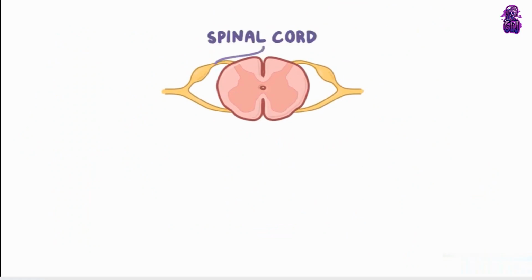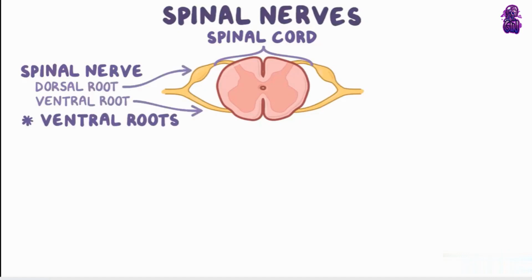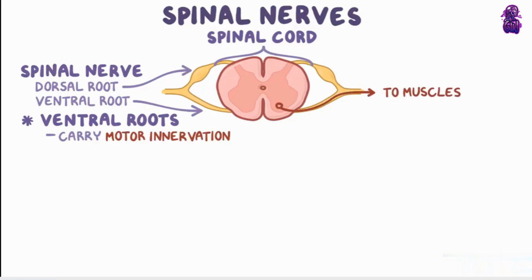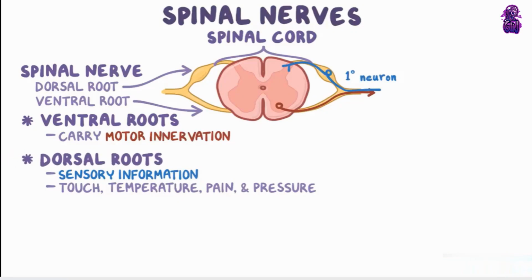The peripheral nerves originating from the spinal cord are called spinal nerves. Each nerve is formed by a dorsal and a ventral root. Ventral roots contain neurons that carry motor innervation from the spinal cord to the muscles. Sensory information, like touch, temperature, pain, and pressure from the skin and other tissues, travels through first-order sensory neurons in the dorsal root ganglion near the spinal cord, then through the dorsal root and into the spinal cord, where it synapses with the second-order neurons.